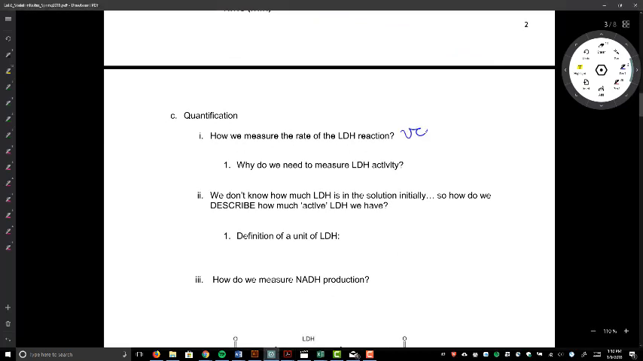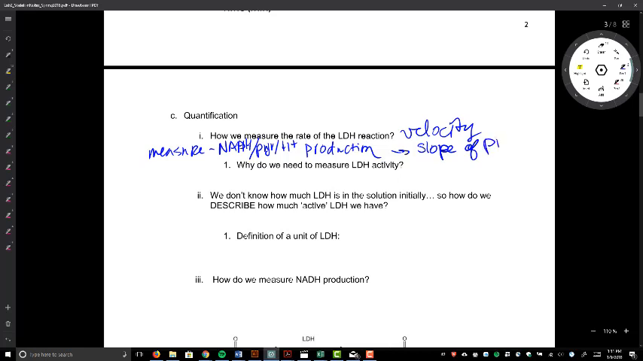And that's with the velocity. Practically, we're measuring NADH, pyruvate, and H plus production. But we do this by measuring the slope of the products formed against time.